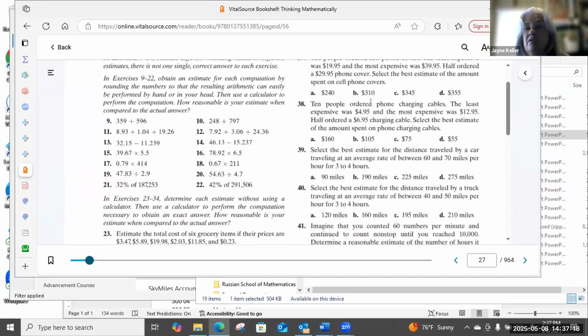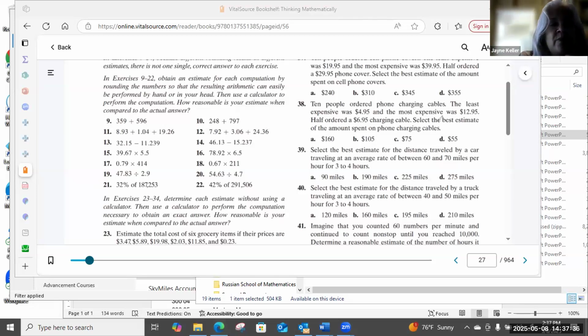That was the least expensive. One of them was $12.95. That was the most expensive. And then half of them paid $6.95 for their charging cable. And we want to estimate the total order. So you want to really pay attention to a couple of things.